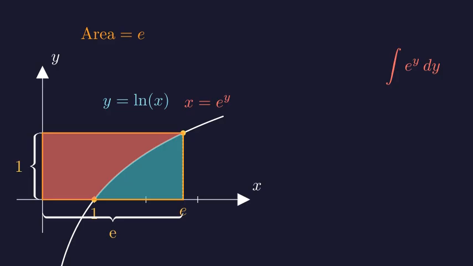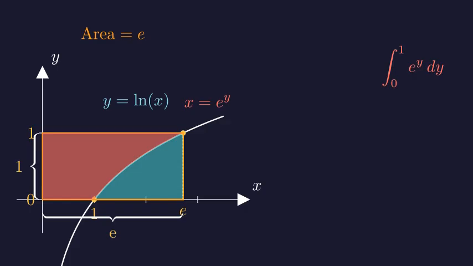We need to determine the bounds for this inverse integral. Since our original x values went from 1 to e, the corresponding y values go from the natural log of 1, which is 0, to the natural log of e, which is 1. So the upper area is the integral of e to the power of y from 0 to 1. This is incredibly easy to calculate.